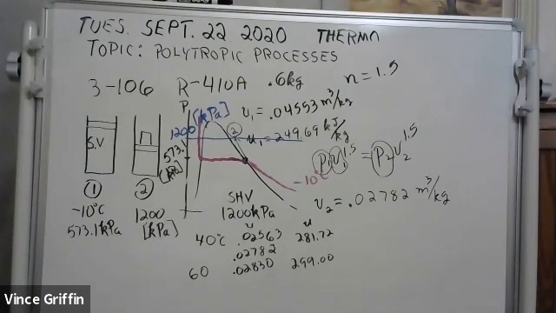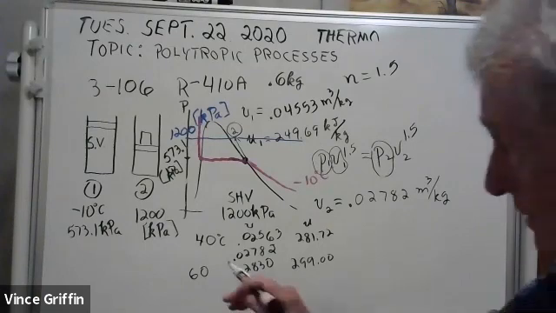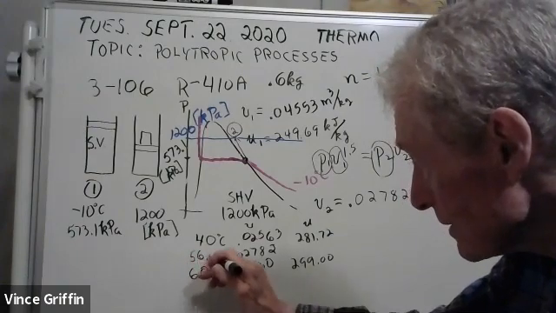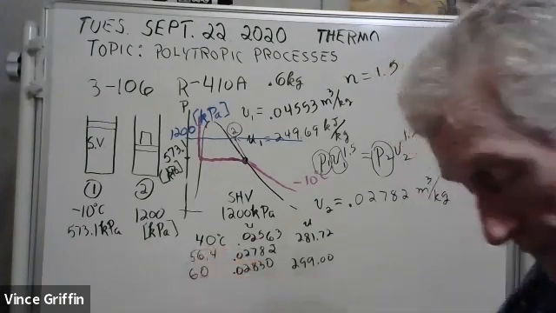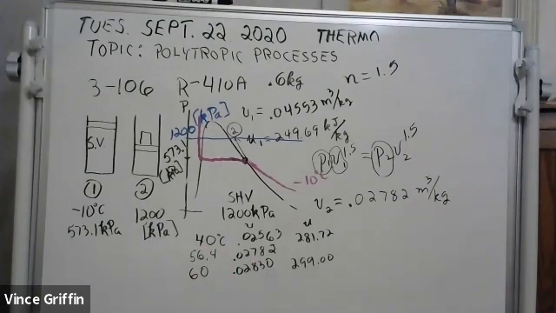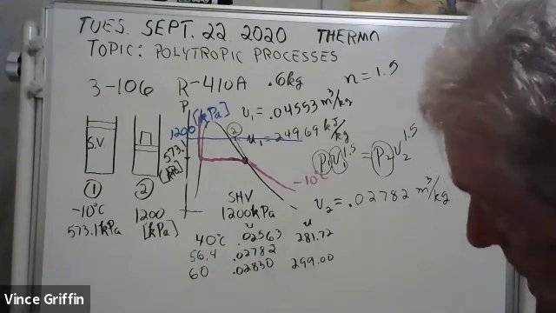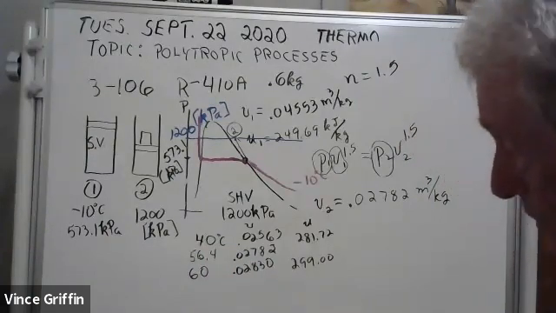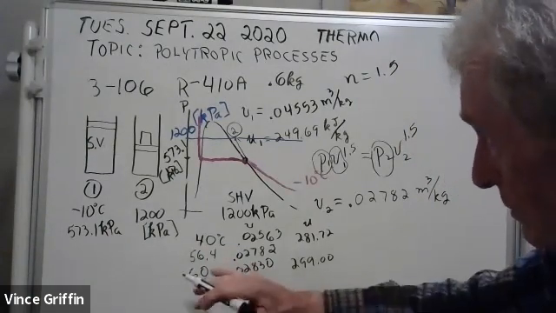Well, I got the temperature. I think it's 56.4. Pretty sure, but I'm not 100% sure. Did anybody get 56.4 degrees Celsius for the temperature at state 2? Yes. Yeah, I heard that's what I got. Yay, there's 2 of us.